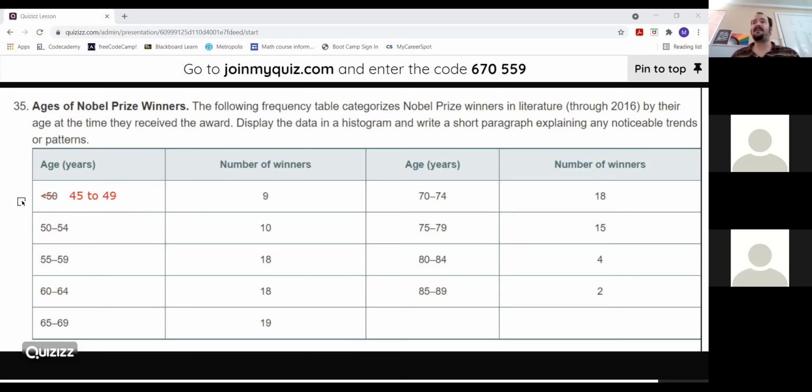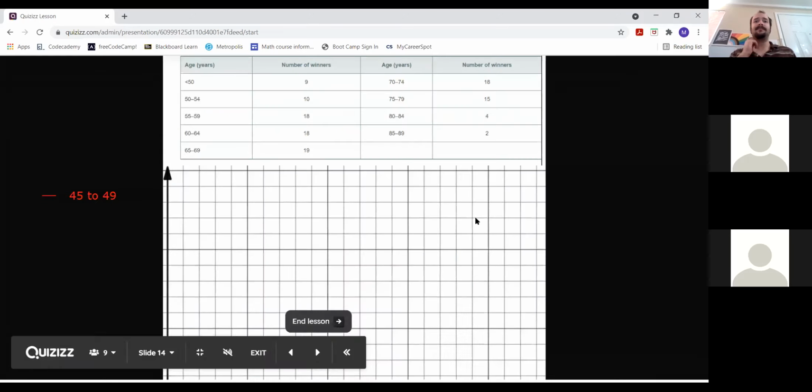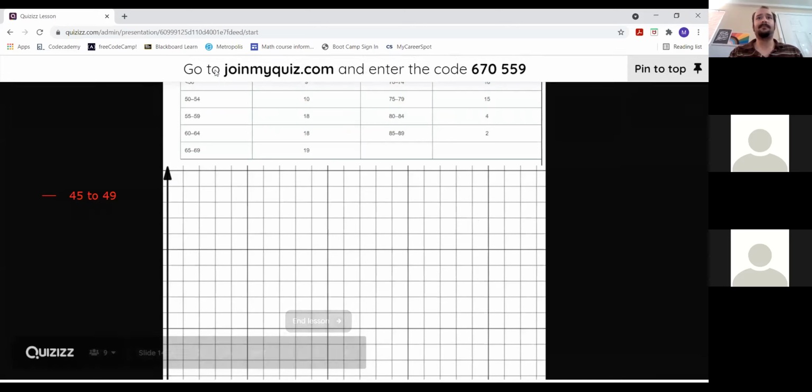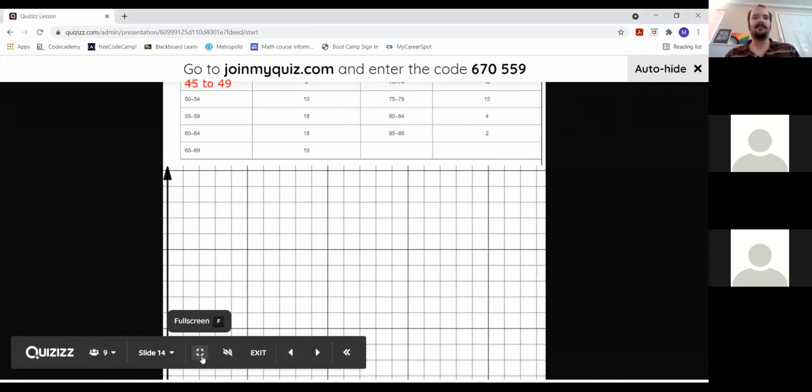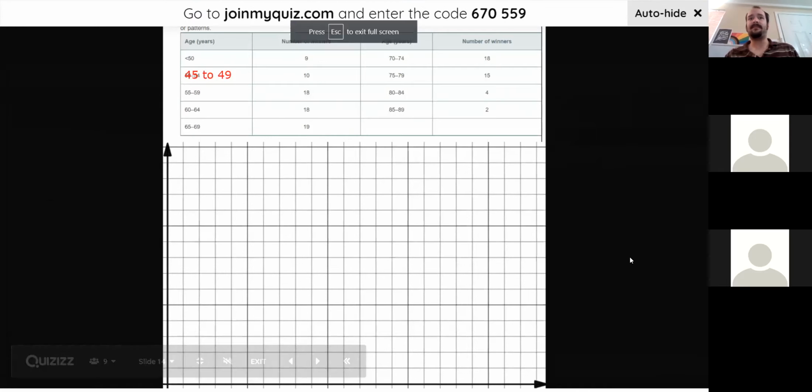Write a short paragraph explaining any noticeable trends or patterns. I believe I have my setup on the next page to draw this histogram. If I get out of annotations, I can click on the next arrow. There we go. If I go back to my annotations, I can move this up. We're going to pretend like this says 45 to 49 here. Will that thing hide if I full screen it?